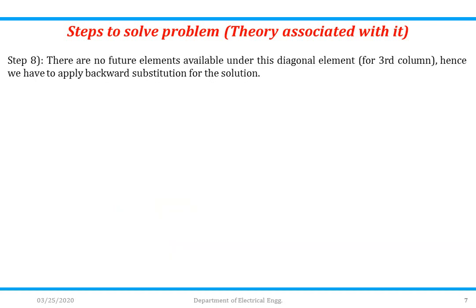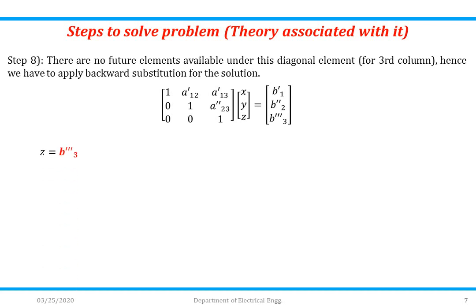Step number 8. Now there are no further elements available under this diagonal element, that is, for the third column. Hence we have to apply backward substitution for the solution. Now, 0 into x plus 0 into y plus 1 into z equal to b triple dash of 3. So directly I have written z equal to b triple dash of 3. Whatever will be the answer of z, that z is nothing but b triple dash 3, whatever value is present here.